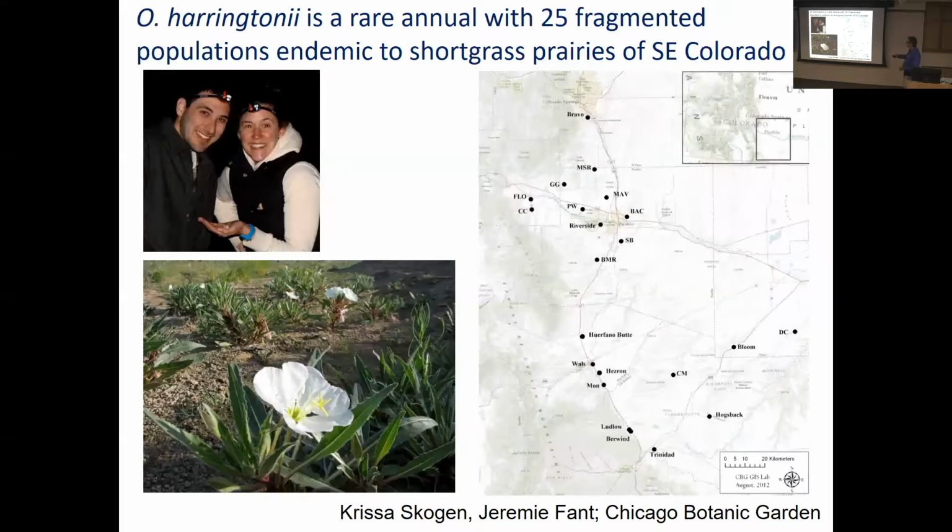So Krista Scogan was the driver of this work. Krista is a conservation geneticist from Ken Holsinger's group at the University of Connecticut. And she got a job. She grew up in Fargo and wanted to get back to the prairie, so she got a job at Chicago Botanic Garden. And we started studying this prairie plant. Here's what it looks like in the field.